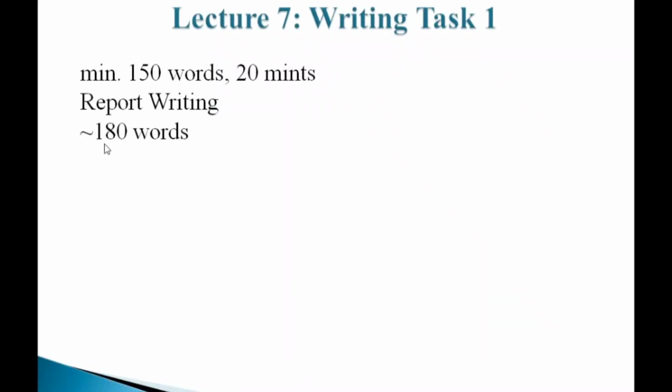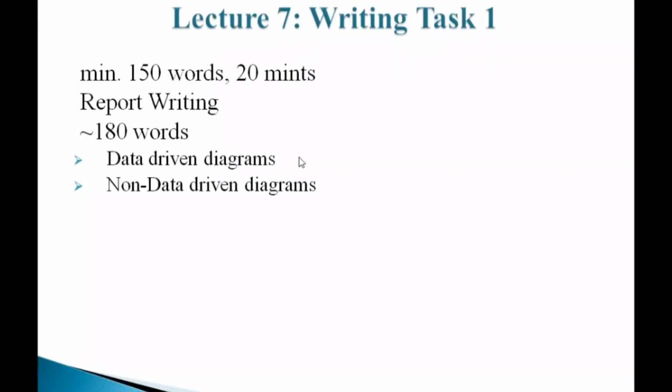I will suggest you write 170 to 180 words in Writing Task 1. Don't go for writing more than 180 words because that will consume time, and there will be more chances of mistakes as well. There are two types of diagrams on which you will have to write a report in Writing Task 1. First one is data driven diagrams and second one is non data driven diagrams, and we will discuss the details of these diagrams later on.